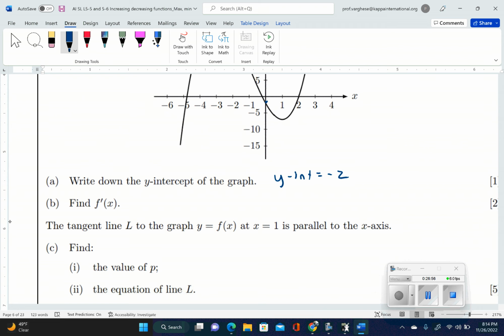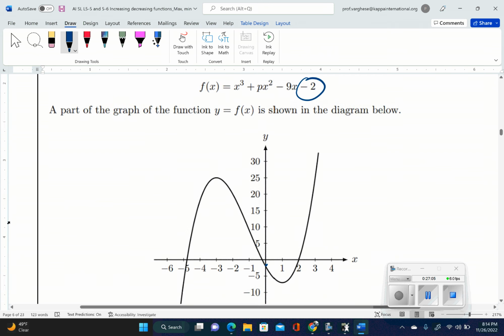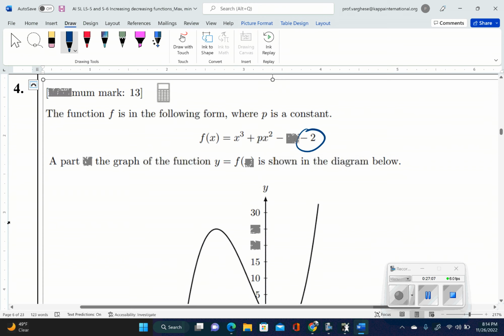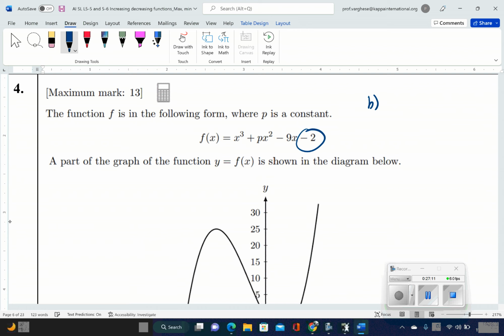Perfect. So that is my coordinate, which is going to be (0, -2). And then I'm going to take my function, which is this right here, and I'm going to differentiate it. Okay, so I'm going to put my answer for part B up here. So 3 times 1 is 3. Let me do this a little bit better.